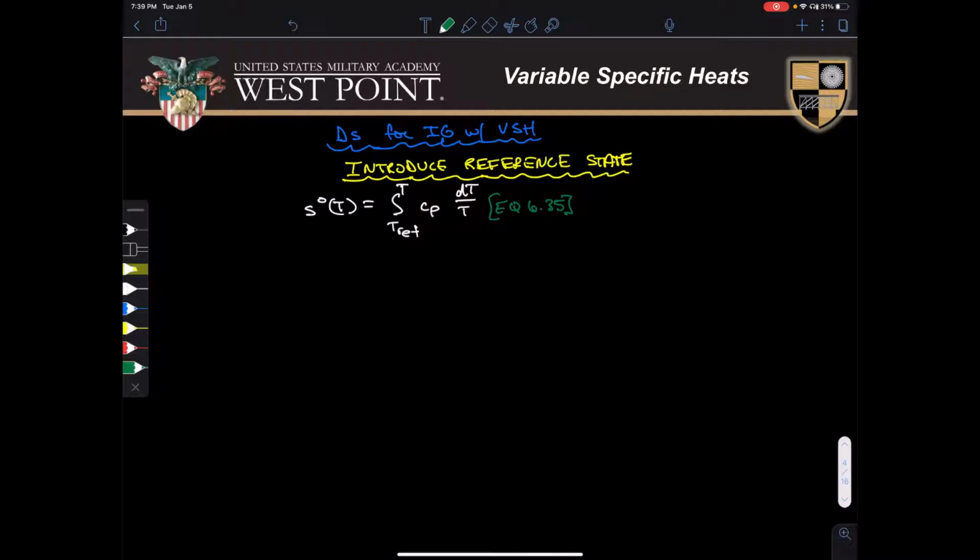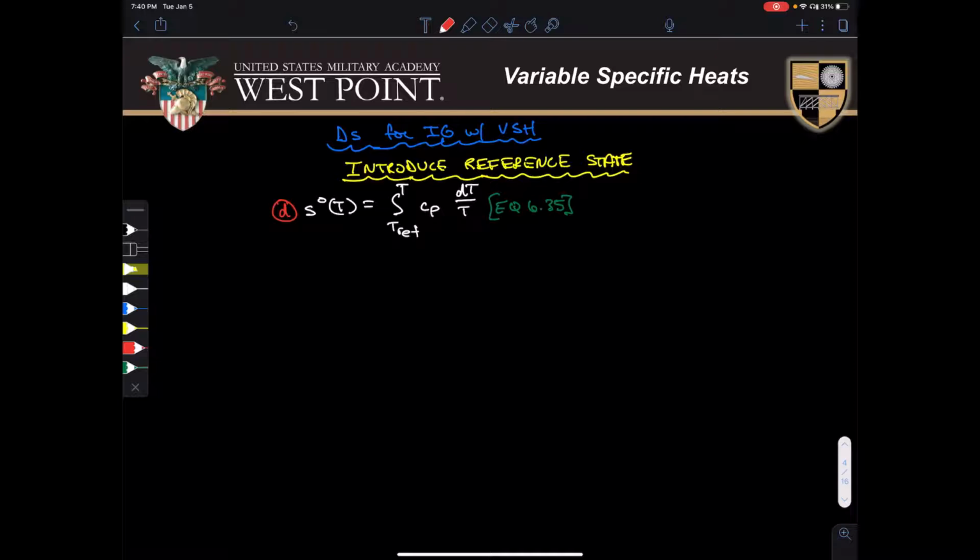And the book does a great job of deriving this and showing how this s° at temperature T is equivalent to our integral and how it cancels out of our specific heat at constant pressure or constant volume. And so you could look through that derivation, again on page 6-10, if you'd like to. But we'll substitute this into our equation 6.32 to get our final form of equation 6.37. And so we'll call this equation D.